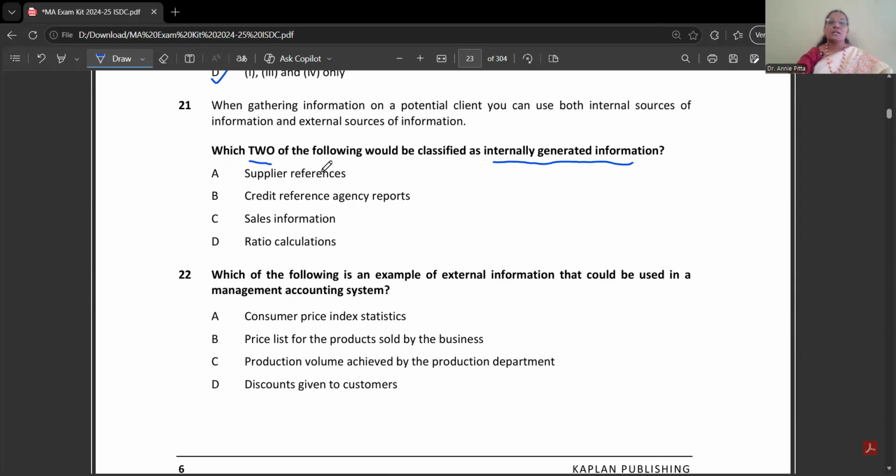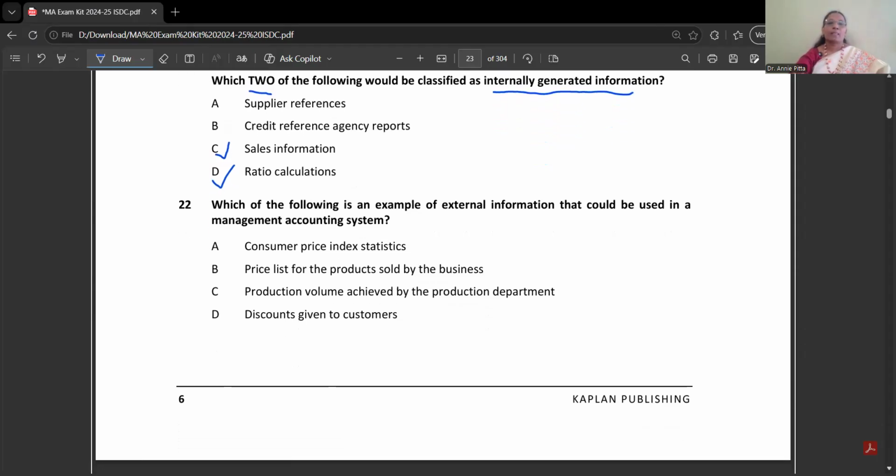Credit reference agency reports are also external. Sales information, the number of units sold, those details will be available with the sales department. And then based on the financial information or financial statements prepared by the organization, if ratios are calculated. So from this, we see that C and D are the right options. Which two of the following? We see that C and D are internal. So that will become part of internally generated information.